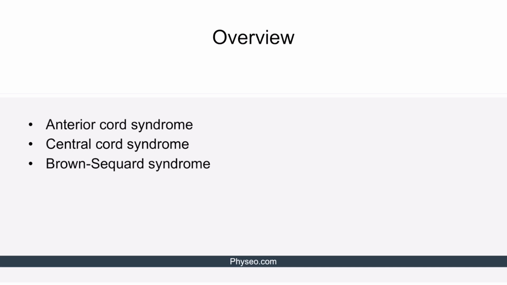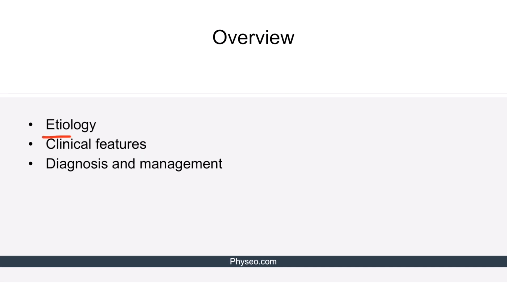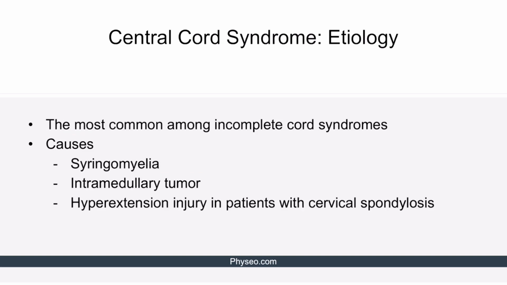Let's move to our next topic, central cord syndrome. We'll discuss causes, clinical features, diagnosis, and management of central cord syndrome. First of all, it is worthy to note that central cord syndrome is the most common among incomplete cord syndromes. It's usually caused by a lesion in the center of the spinal cord that disrupts the nearby tracts. For example, syringomyelia and intramedullary tumors. It can be caused by hyperextension injury in patients with cervical spondylosis.